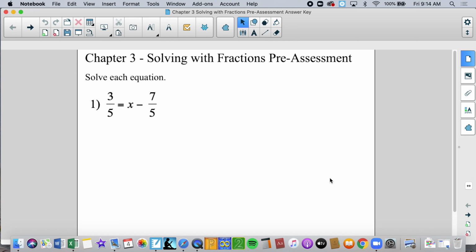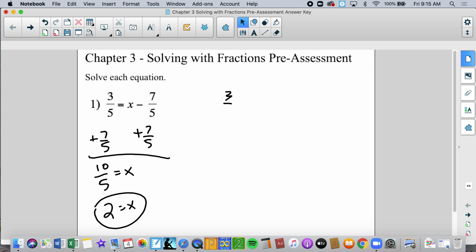Number 1, now look, we can cancel fractions. If you want to cancel fractions even with one-step equations, I'm okay with that. But in this one, I don't mind if you just solve for the variable. But I'll do it both ways. You're going to add 7/5, add 7/5, and that gives us 10/5 equals x, or 2 equals x.